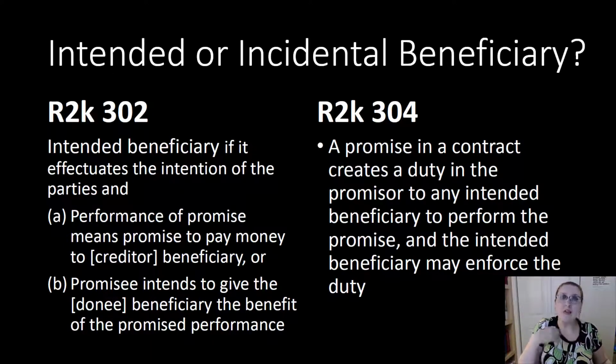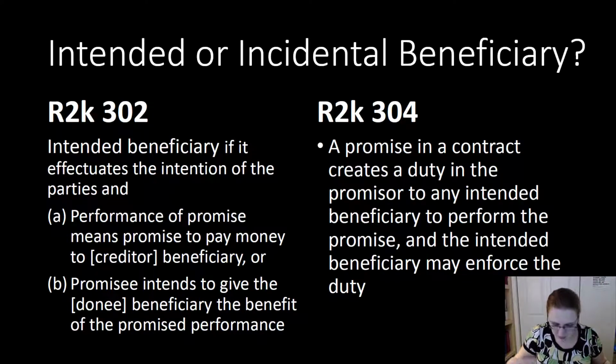So under that arrangement, if I fail to perform, or if I do perform and the promisor fails to pay the money, then Professor Bell would have a right to step in and say, you were supposed to give me $500 under this contract. Where's my money? Right? That's the creditor beneficiary.